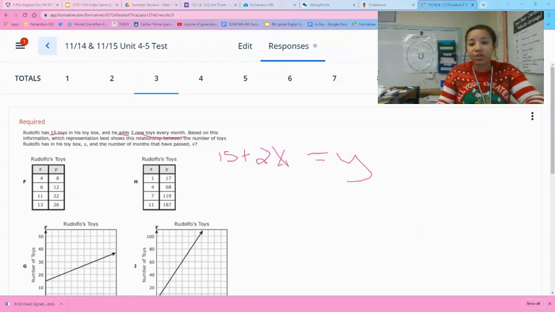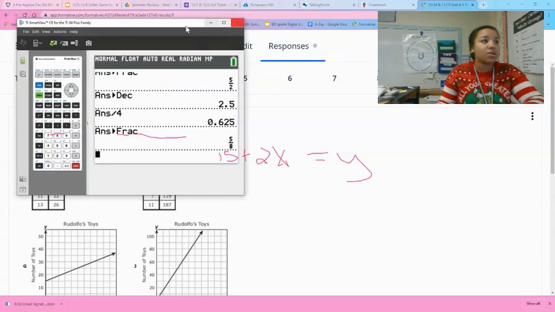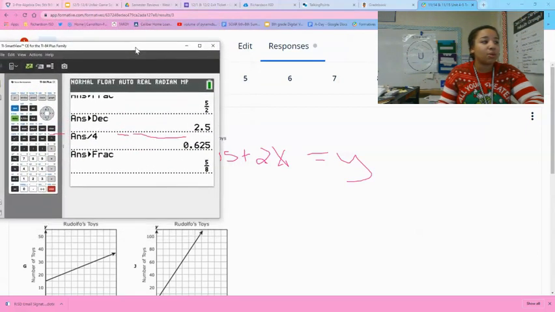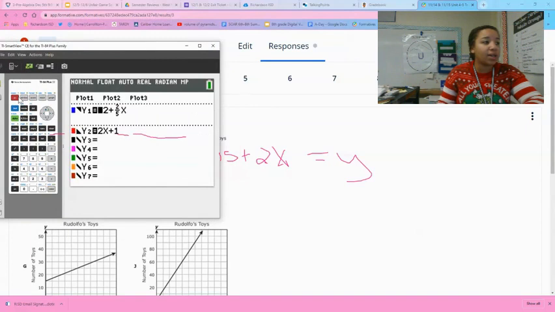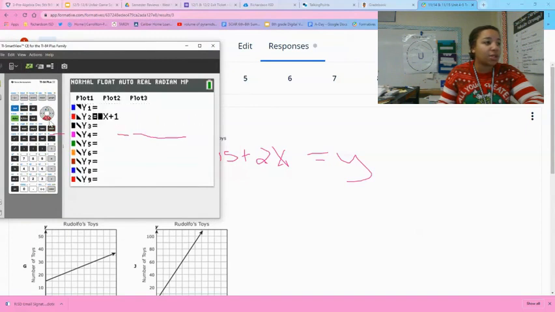Okay? So after this, I'm going to double check with my calculator to see if this is right. So I'm going to do Y equals, I'm going to clear out this other stuff I was doing. And I'm going to type this exactly how I see it. I don't need to include the Y equals. I'm just going to type this part here.